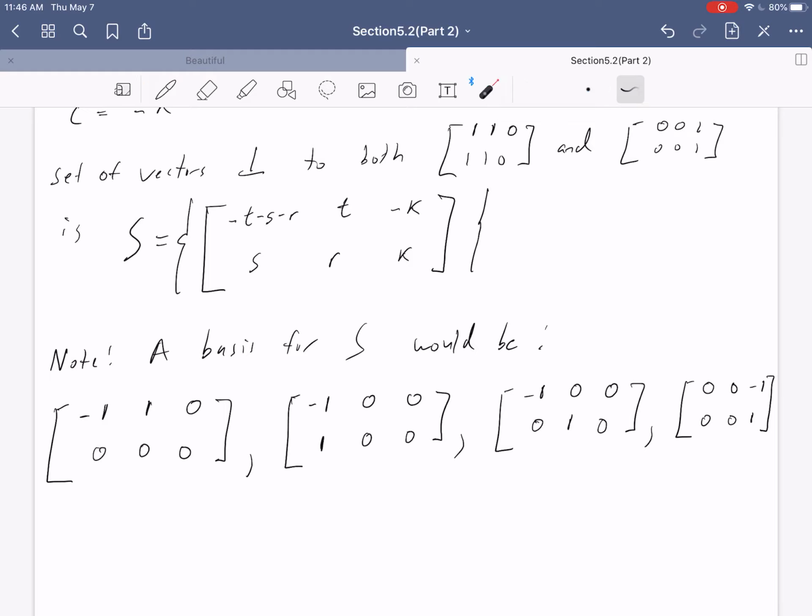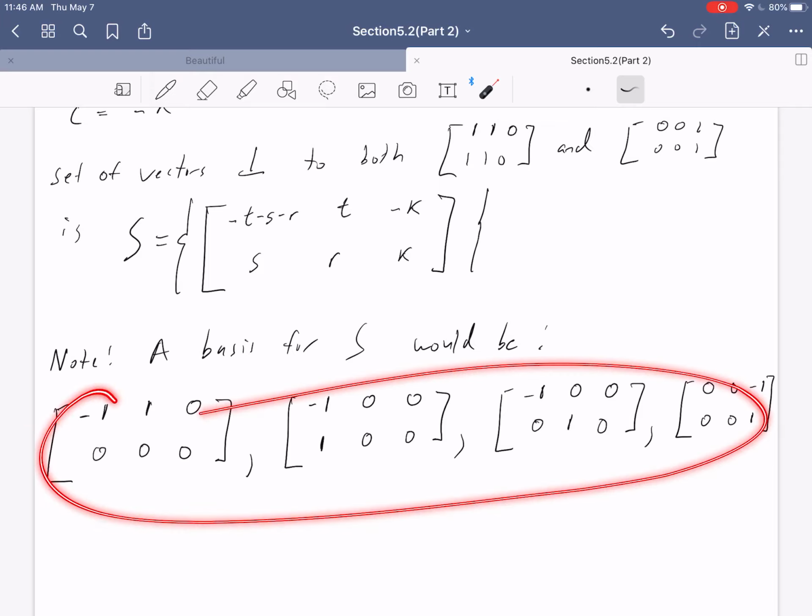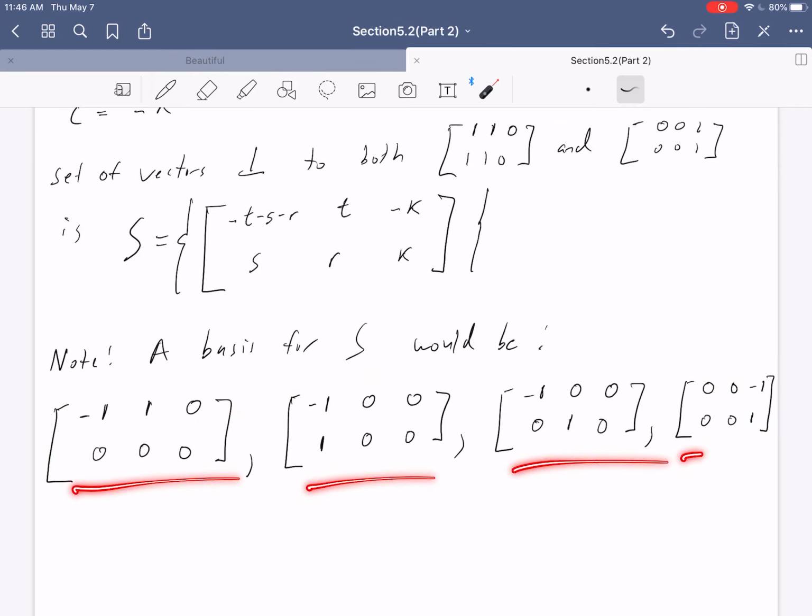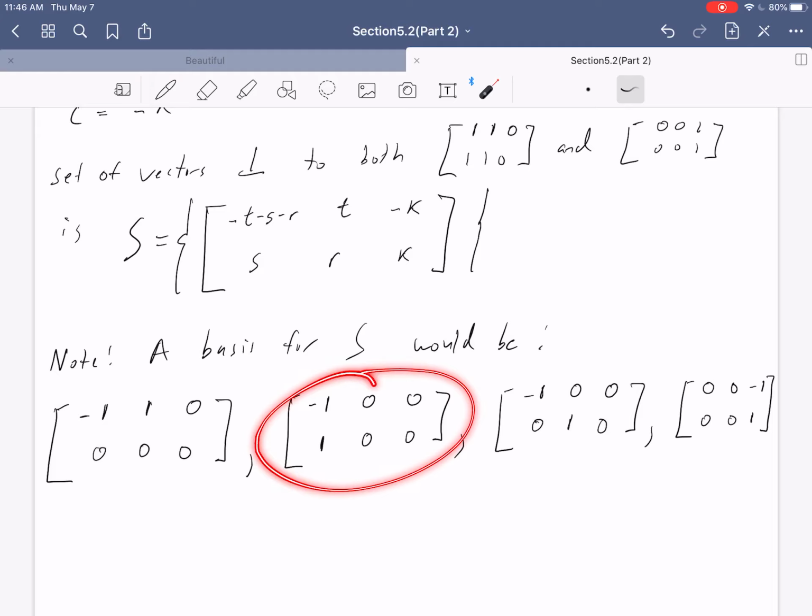So a basis for S would be this. And if you want, you can check manually that any one of these will always be orthogonal to both of these. So if you choose this one, for example, you can test. This one is orthogonal to both this and to this.